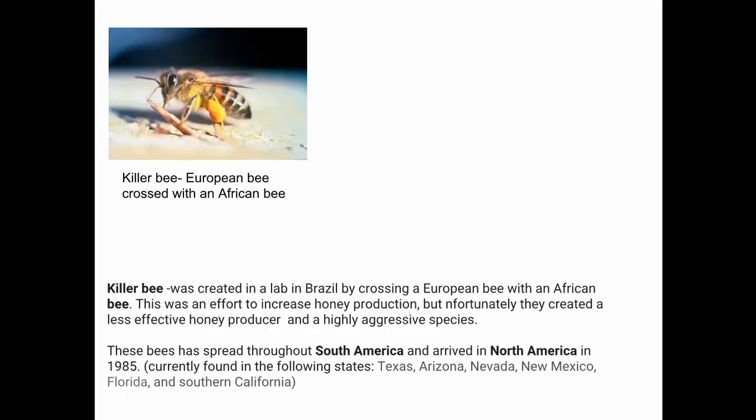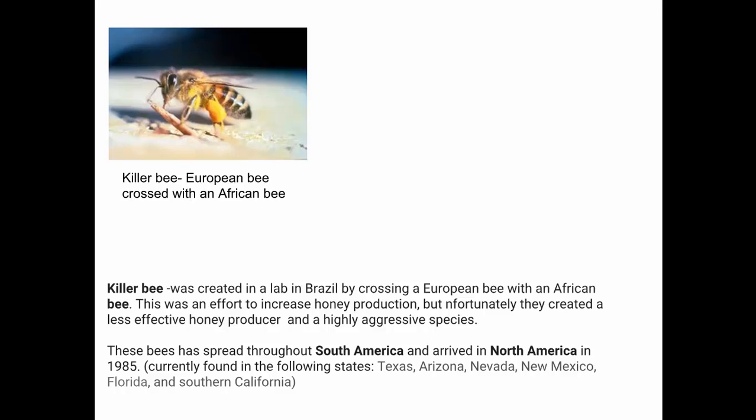But I think it was 27 groups of these bees escaped their quarantine in Brazil. And over the last 60 years, they have gradually made their way from Brazil up through Central America, into Mexico, into even Texas, and they've started to make their way into the southwest United States.